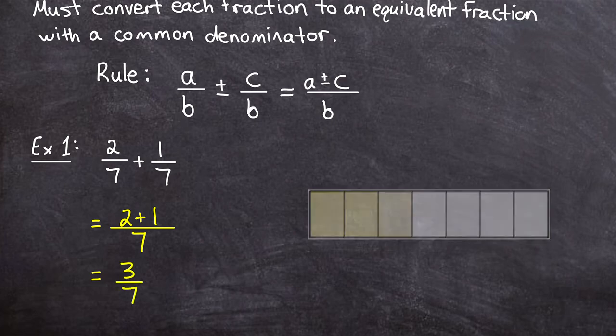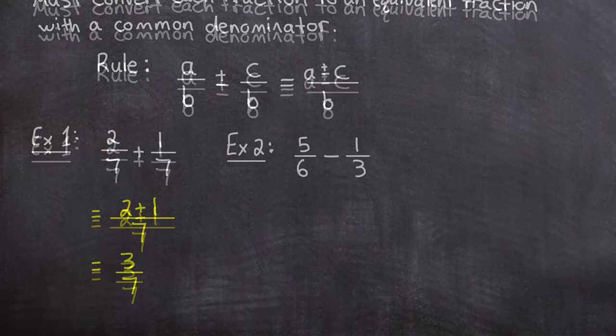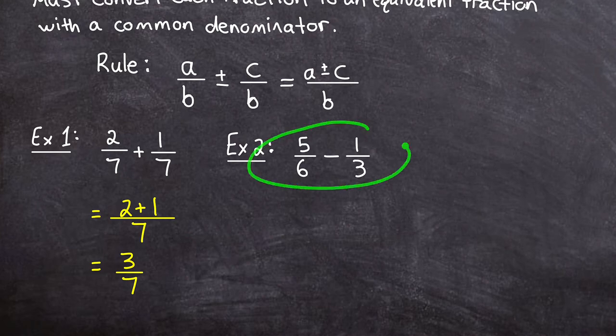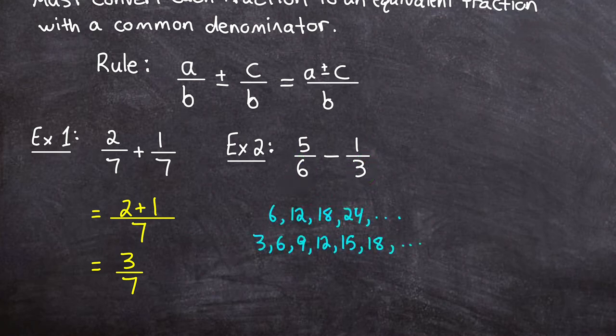Let's try another example where we don't have common denominators. In this second example, we have 5 over 6 minus 1 over 3. The first thing you should notice is that the denominators are not the same. So before being able to subtract these fractions, we need to get a common denominator. And to choose a common denominator, it's best if we choose the lowest common multiple between 6 and 3. So if I were to list the multiples of 6 and the multiples of 3, I would notice that the smallest number in common between these lists is 6. So 6 would be the lowest common denominator between these two fractions.